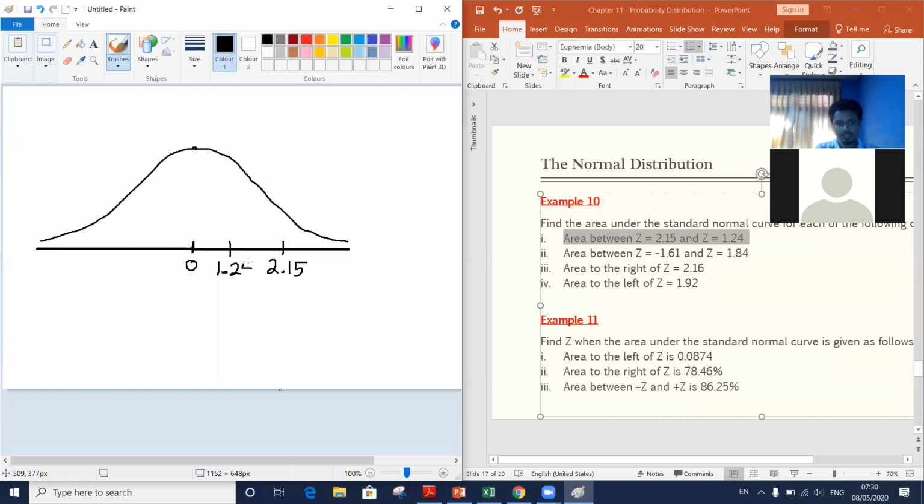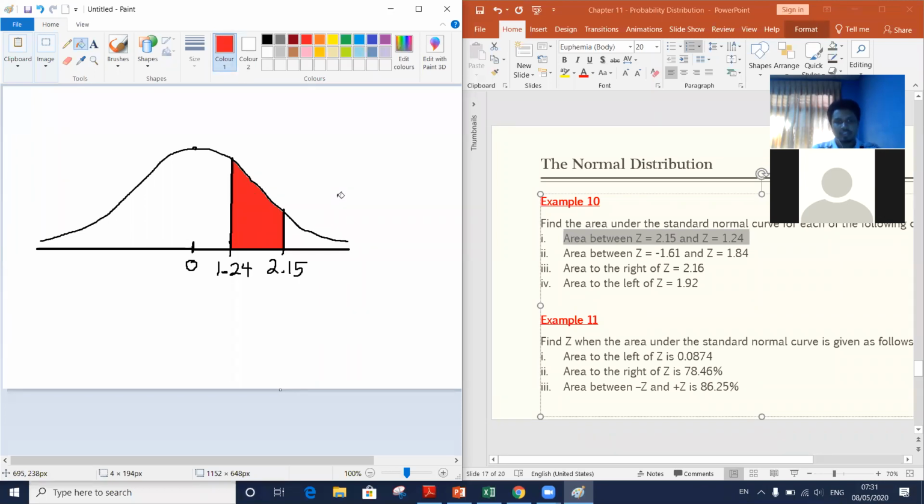So we have been asked to find the area between Z equals 2.15 and Z equals 1.24. We need to find the area of this portion, this bit here, or the probability.